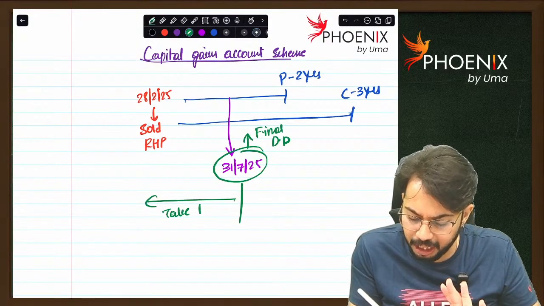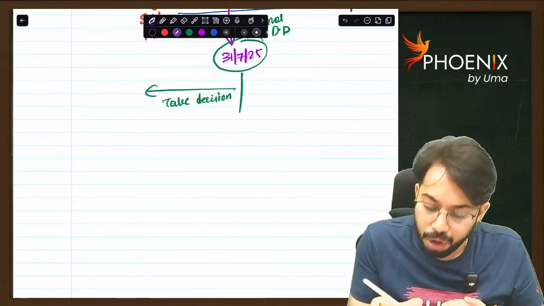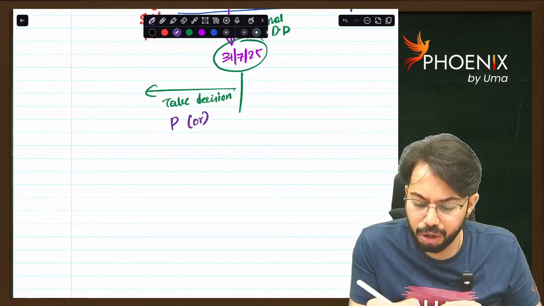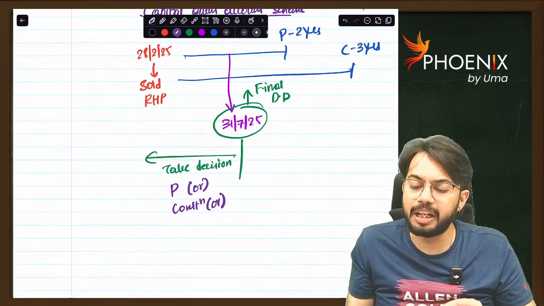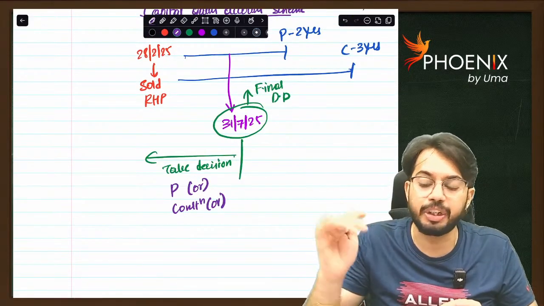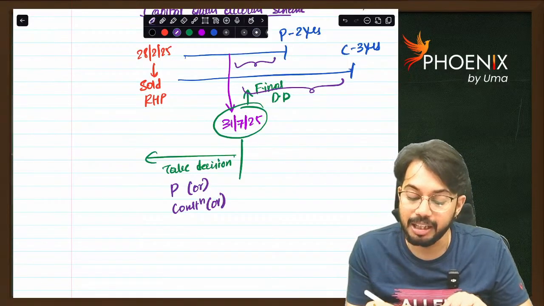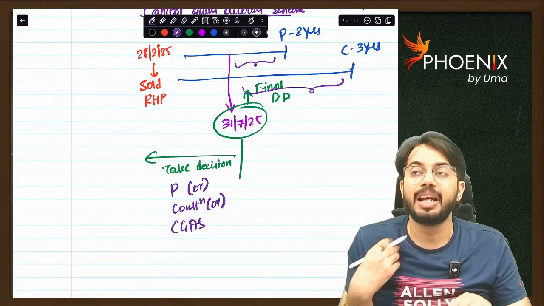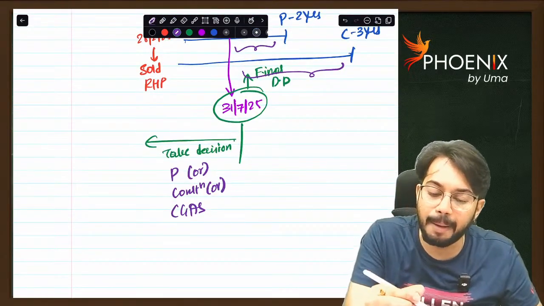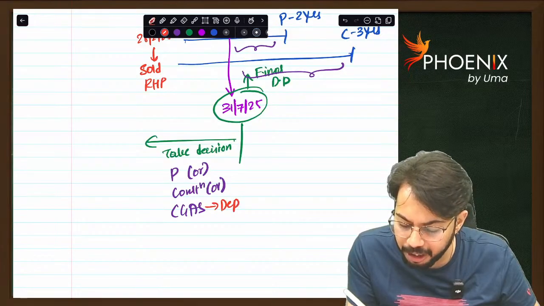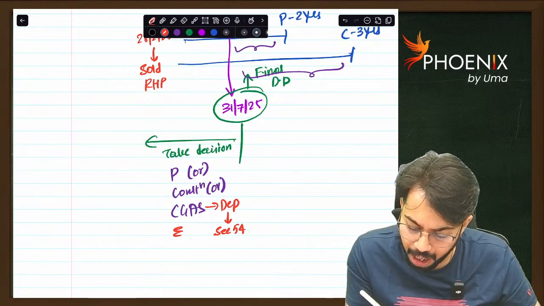What is the decision that you have to take before the ITR due date? Either do purchase or do construction. If you don't want to do purchase or construction, and you want to take the extra time limit of 2 years or 3 years, then deposit money in the capital gains account scheme. Whatever amount is deposited in the capital gains account scheme, the deposited amount is eligible for exemption under section 54. Are you able to understand?